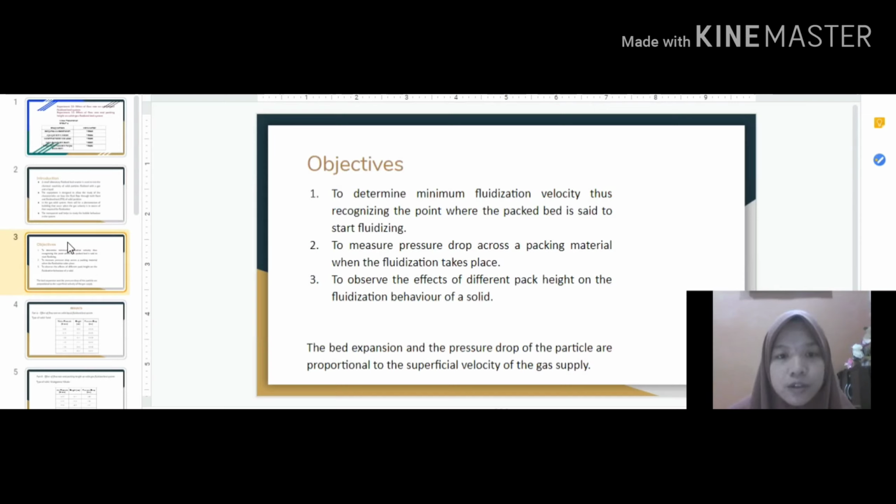So the objectives of this experiment are, first, to determine the minimum fluidization velocity, thus recognizing the point where the packed bed is set to start fluidizing. Second, to measure pressure drop across a packing material when fluidization takes place. And third, to observe the effects of different packing heights on the fluidization behavior of a solid. The bed expansion and the pressure drop of the particles are proportional to the superficial velocity of the gas supply.